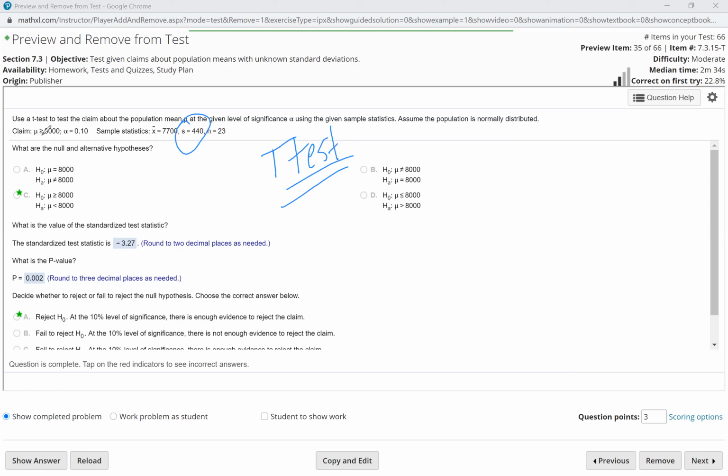The claim is mu is greater than or equal to 8,000, so that will be the one right here. Less than 8, so this is the claim right here in the null hypothesis. You find the test statistic, you find the p-value, we reject H0. And if you reject H0, you say there is enough evidence to reject the claim because the claim happened to be in H0. You don't use the word support, guys. The claim is in H0 and you reject H0, then you reject the claim. That should make sense to you.